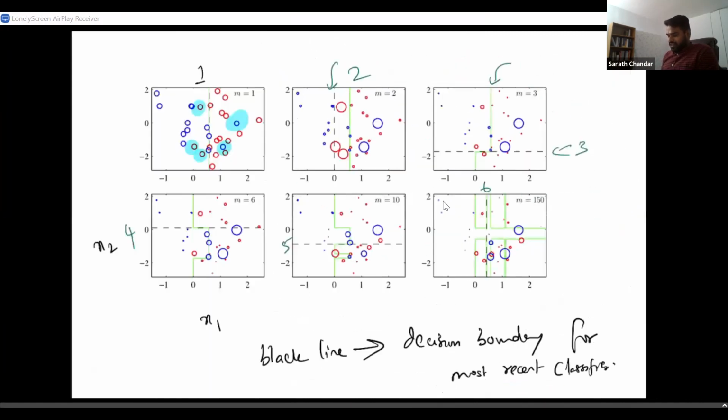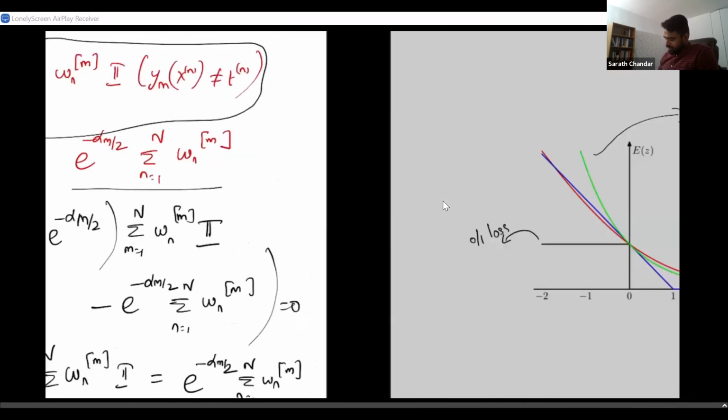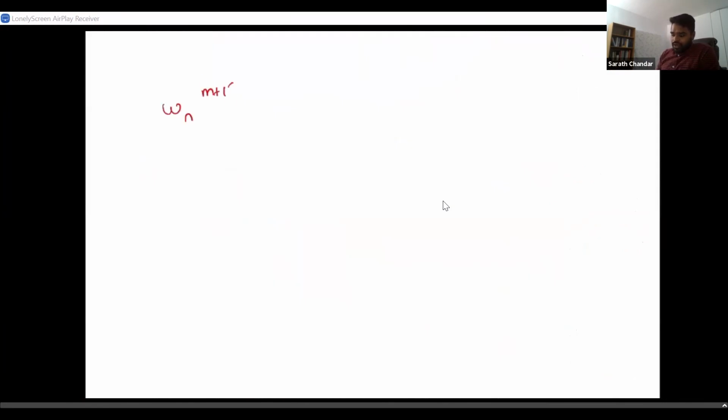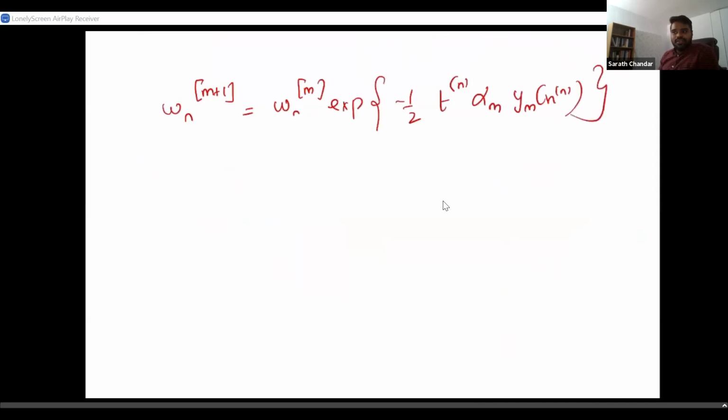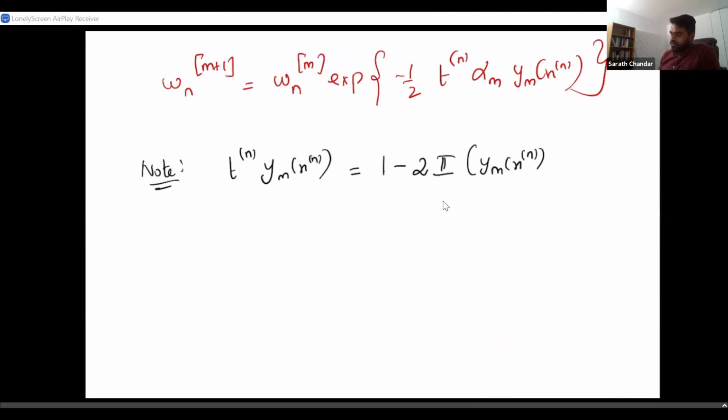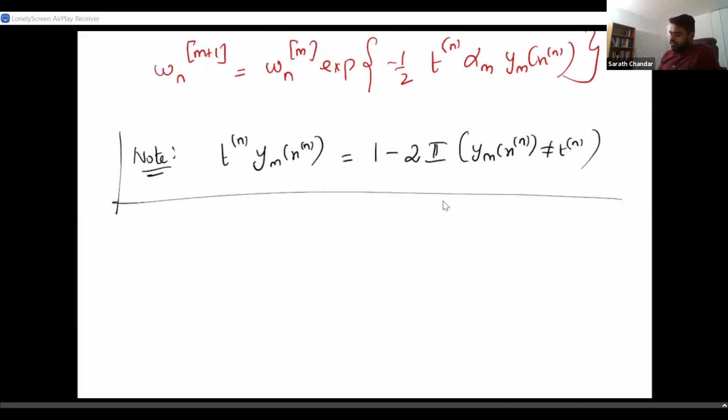So to do that, let's go back to our derivation. Remember that Wn of m plus 1 is equal to Wn of m times exp of minus 1 over 2 t of n alpha m ym of xn. This is exactly what we saw in the beginning. Now we are going to use the property that t of n ym of xn is equivalent to 1 minus twice the indicator function of this.